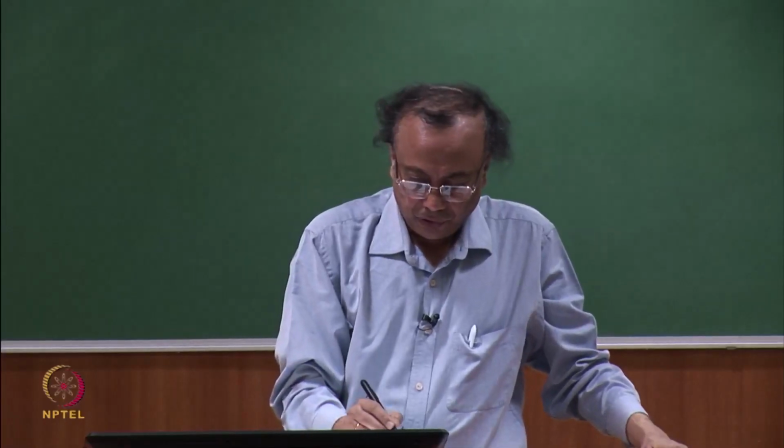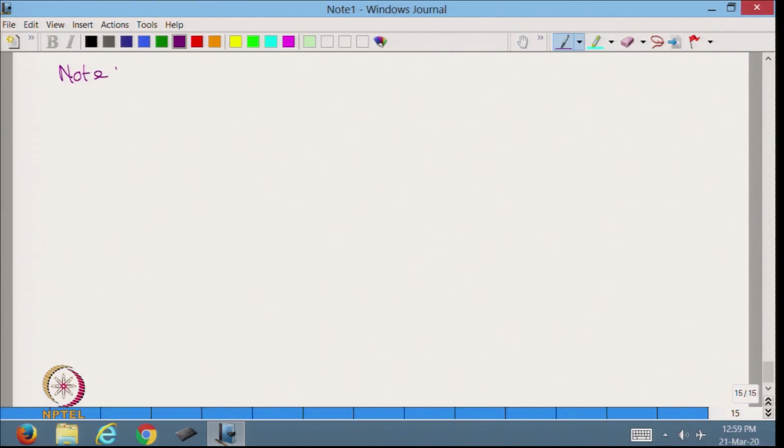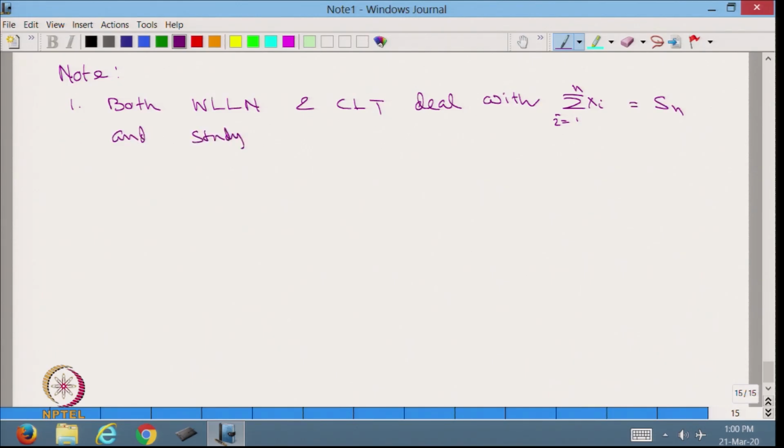Okay. So, note that both the weak law of large numbers and the central limit theorem deal with the sum of xi, i equal to 1 to n, equal to Sn, and study their asymptotic behavior.